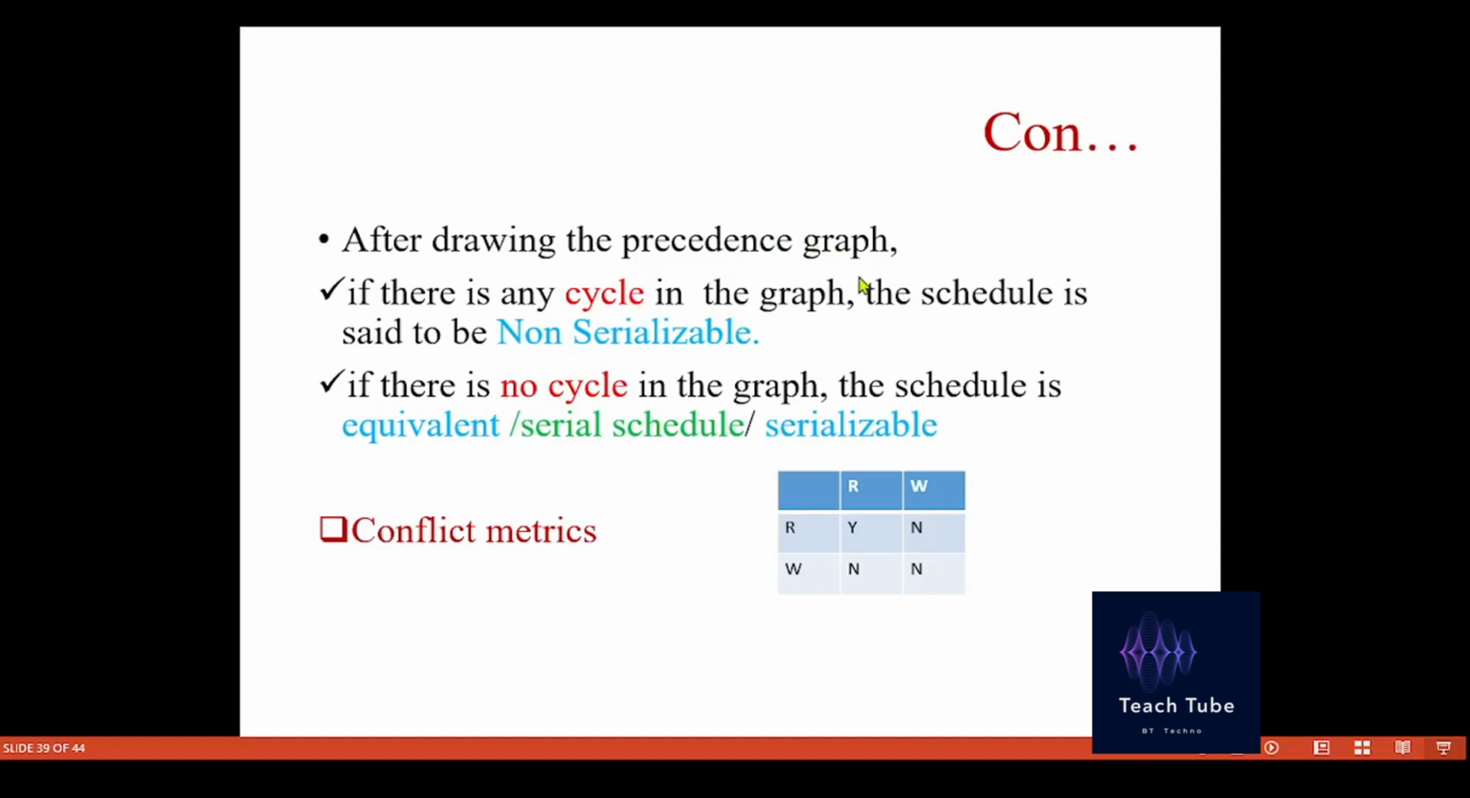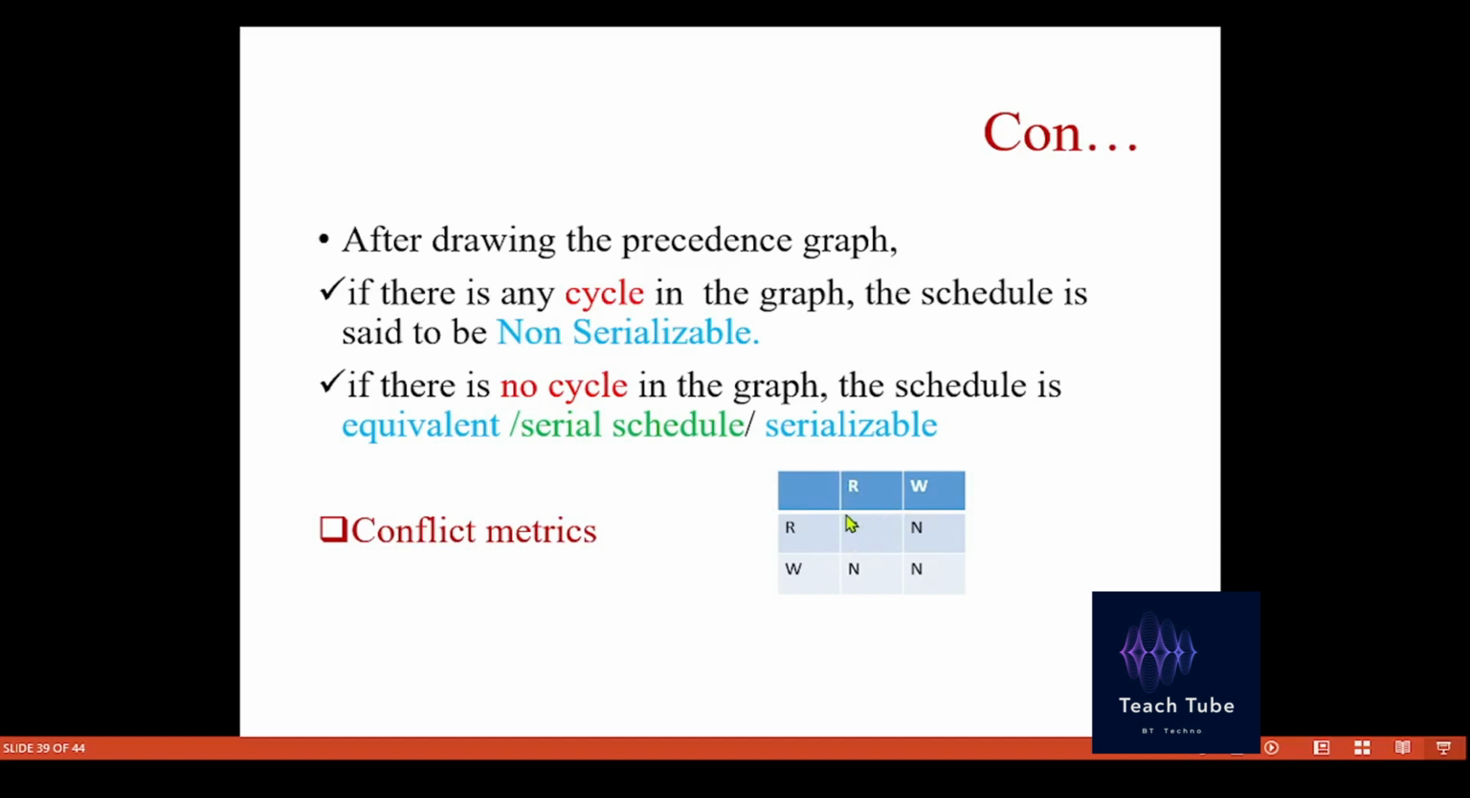After drawing the precedence graph, if there is any cycle, the schedule is said to be non-serializable. There is an arc forming a circle between the transactions. We call it non-serializable. If there is no cycle in the graph, the schedule is equivalent to a serial schedule, that is, serializable. There is a conflict matrix for read and write, when two transactions execute these operations.